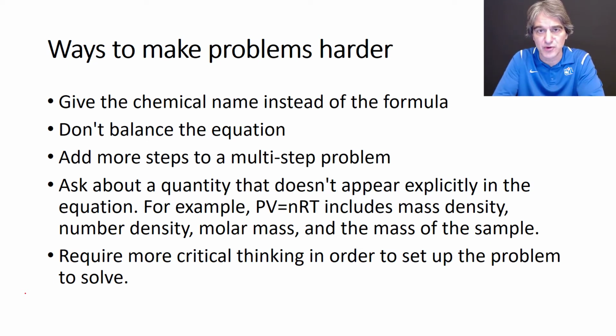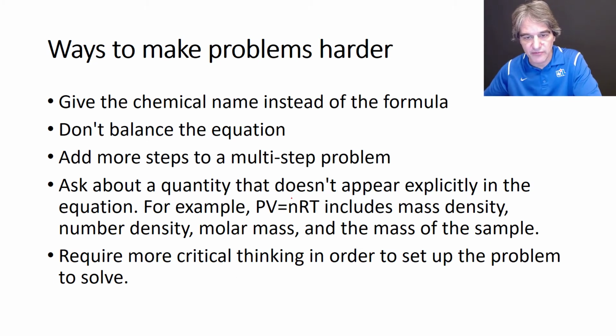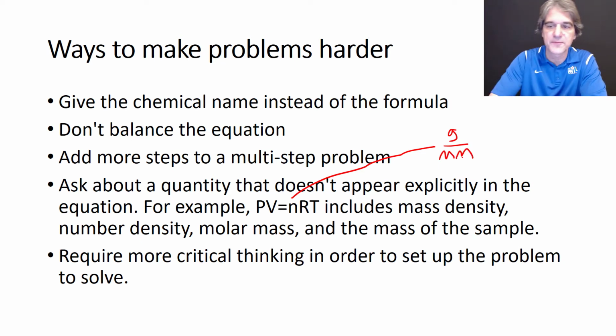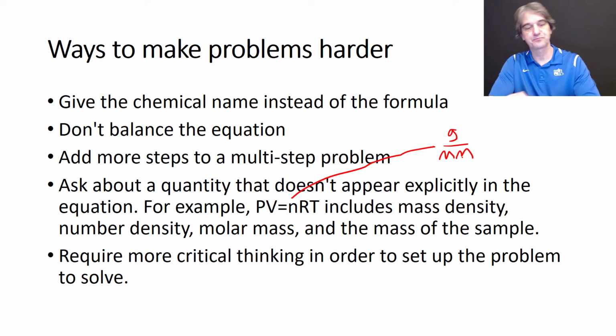I can add more steps to a multi-step problem. Another way is to ask about a quantity that doesn't appear explicitly in the equation. For example, the ideal gas law has mass density, number density, and the molar mass of the gas. All of those are hidden in there because your number of moles is grams over the molar mass. So there are a lot of other variables hidden in the ideal gas law. A beginning student might not see that, but a more experienced student will, and they'll break that down and be able to determine those things.